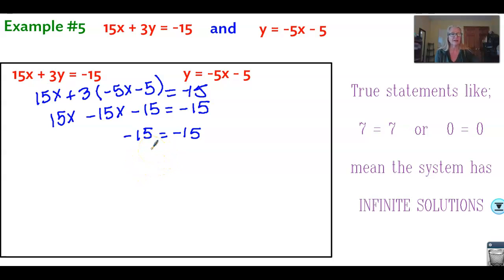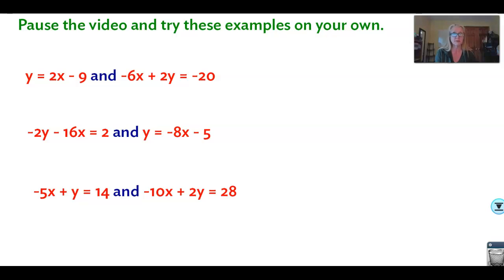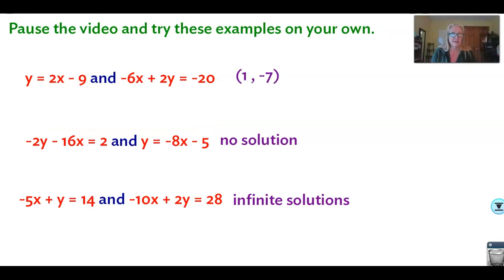Okay. All right. So this page here, these are 3 sample problems. What I would like you to do is pause the video, do these 3 problems, and see what solutions you get. I'll wait. Okay, if you played along, these are the correct solutions to these 3 problems. The first one, the solution is 1.1, -7. The second system of equations had no solutions. It resulted in a false statement. And the last one had infinite solutions. It resulted in a true statement.